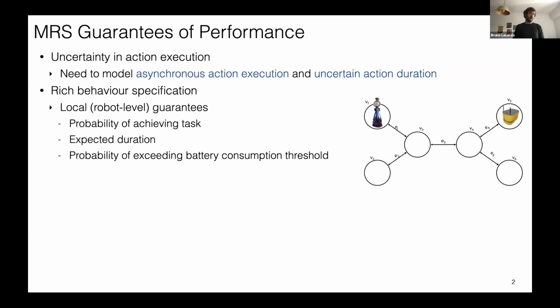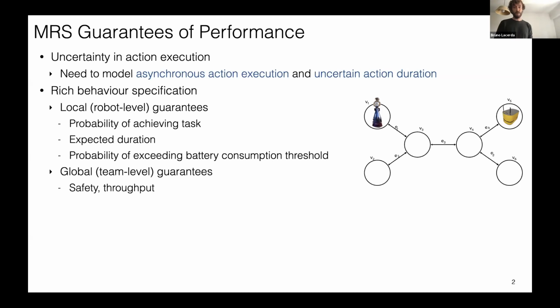There's also this consideration on rich behavior specification. Nick already mentioned some of the types of guarantees that we think about for a single robot. What I'm going to call, in the context of multi-robot systems, local guarantees. So these are guarantees that are assigned to one single robot, and we can think about the probability of achieving some task that might be specified in temporal logics. For example, we can talk about the expected duration to achieve that task. We can talk about the probability of the robot exceeding a threshold on the amount of battery it can consume. Okay, so these are the kind of properties that we can think about at the local level.